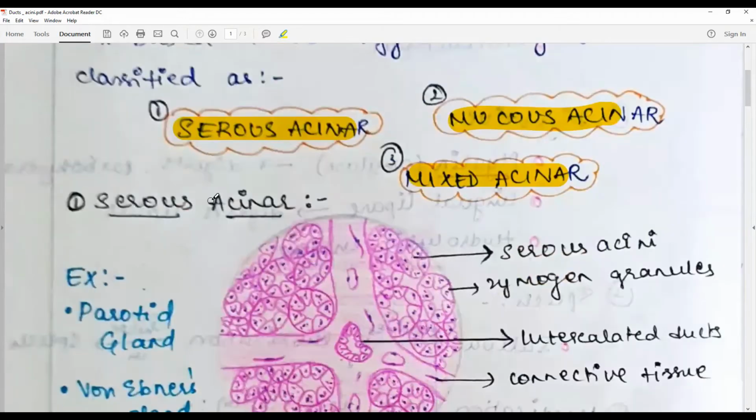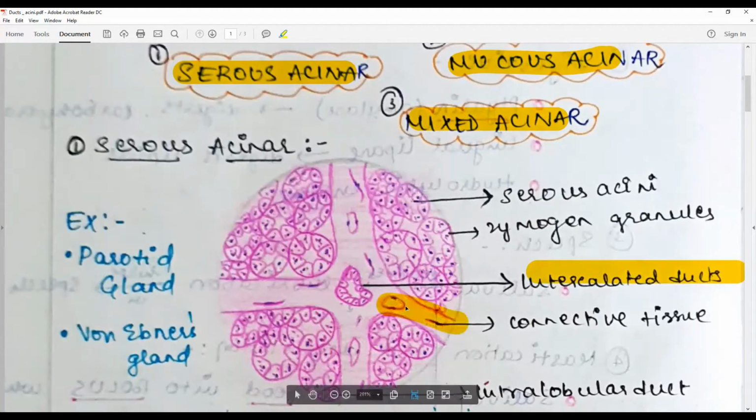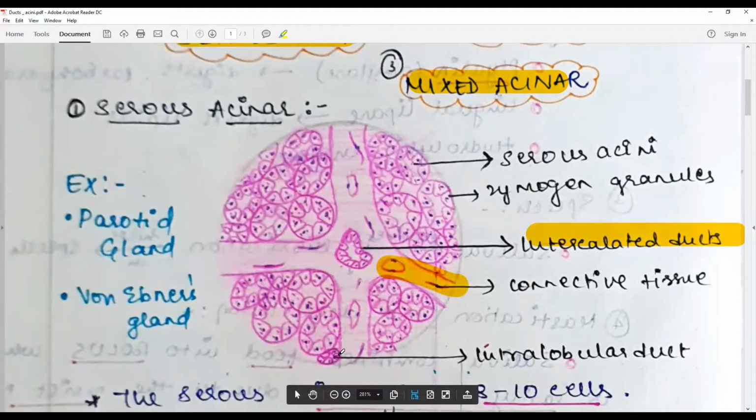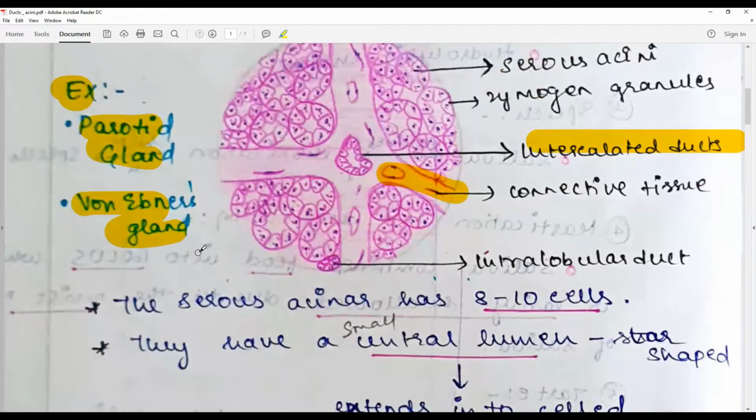If it's a serous acinar, write or draw the diagram first of a serous acini that should contain serous acini with a pyramidal cell that has zymogen granules and the nucleus placed a little bit just above the basement membrane. You should have intercalated ducts, connective tissue septa, blood vessels, and some interlobular duct. It's better to give an example of a serous acinar gland such as the parotid gland. In minor salivary glands, you have Ebner's salivary glands in the tongue.